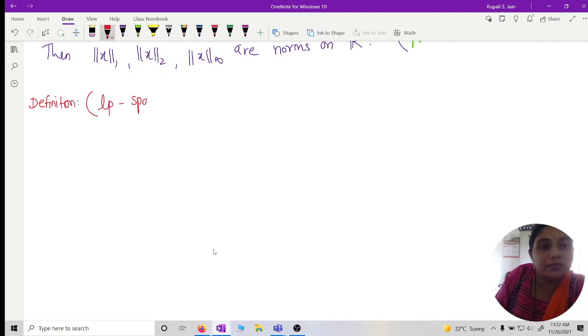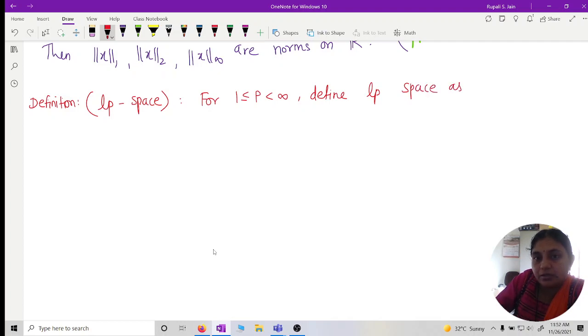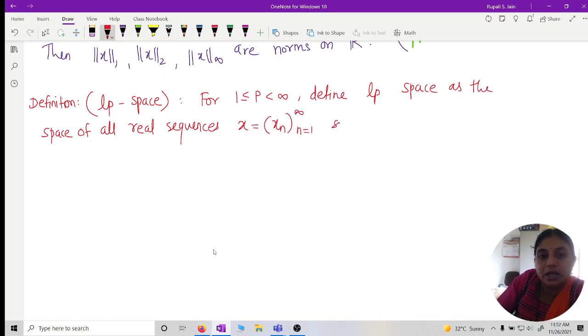LP space. What is LP space? For 1 ≤ p < infinity, define LP space as the space of all real sequences x = (xn), n = 1 to infinity, such that the summation i = 1 to infinity of |xi|^p is finite.